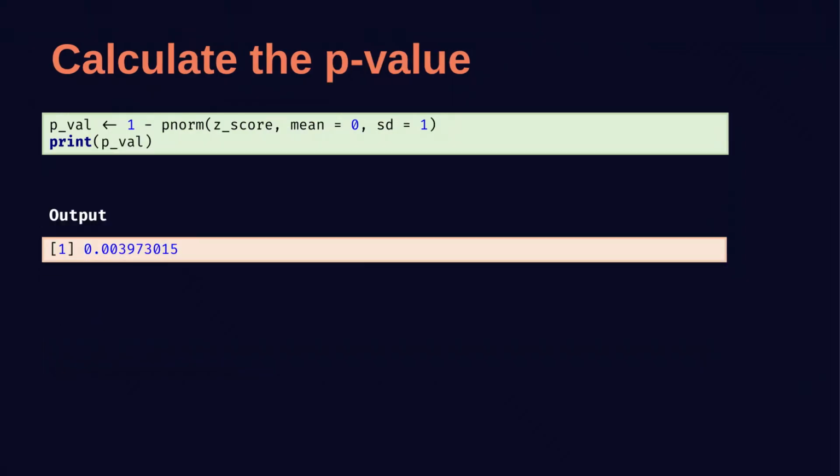Let's find out. To calculate the p-value, we'll pass the z-score to the pnorm function in base R, using the default mean of 0 and standard deviation of 1. Since we're doing the right-tailed test and not a left-tailed one, we calculate p-value by subtracting the result of pnorm from 1. The p-value comes out to be almost 4 out of 1000. Is this value of 0.004 significant? We'll look into this in the next segment.